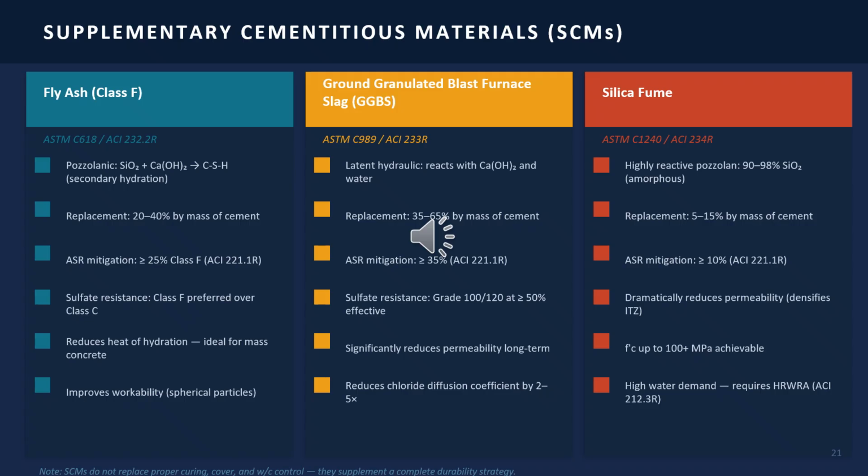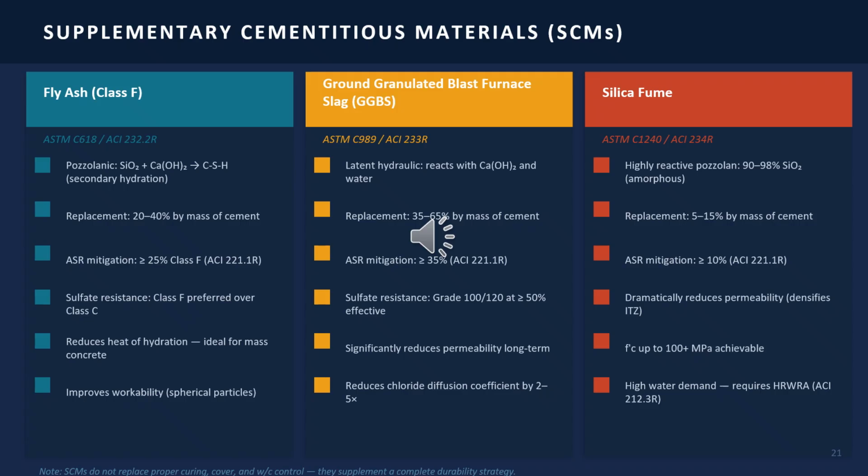Let me cover the three most important ones. The first one is fly ash. Remember, fly ash is a byproduct of coal combustion, classified under ASTM C618. Class F fly ash produced from anthracite or bituminous coal has high silica and alumina content and is strongly pozzolanic. It reacts with calcium hydroxide released during cement hydration to form additional calcium silicate hydrate gel.